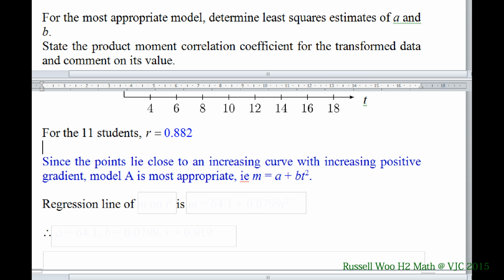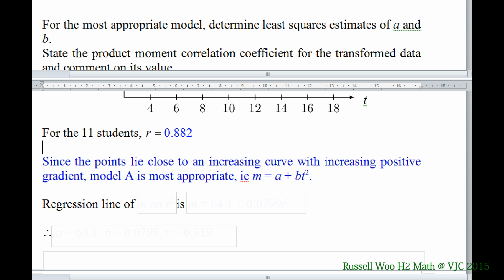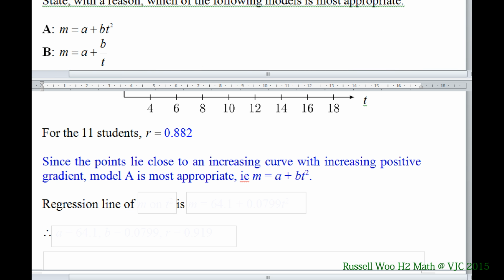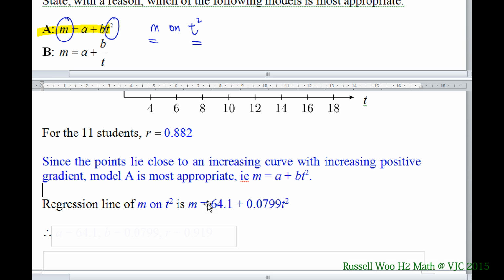For the most appropriate model, determine the least square estimates of A and B. Look here. If you choose A, then you've got to find the regression line of m on t squared, right? Correct? m on t squared, not on t now, because you're going to code it. Alright? You're going to transform it to a linear model. So you're going to have m on t squared by GC, just enter, no problem, is this.